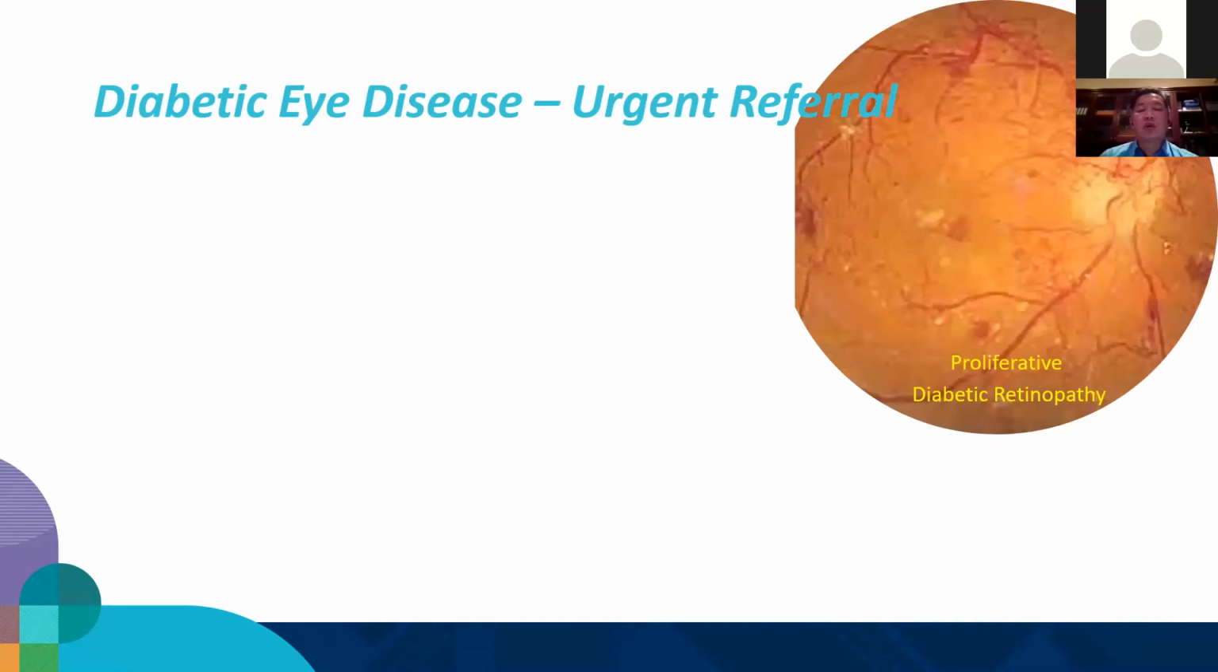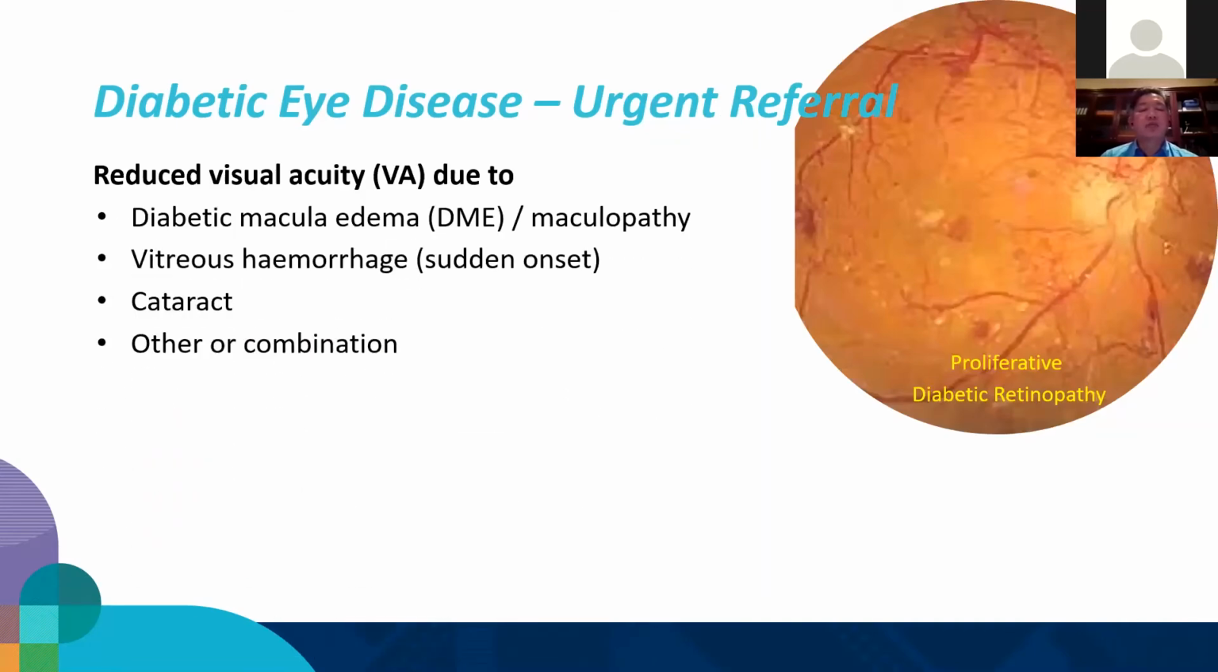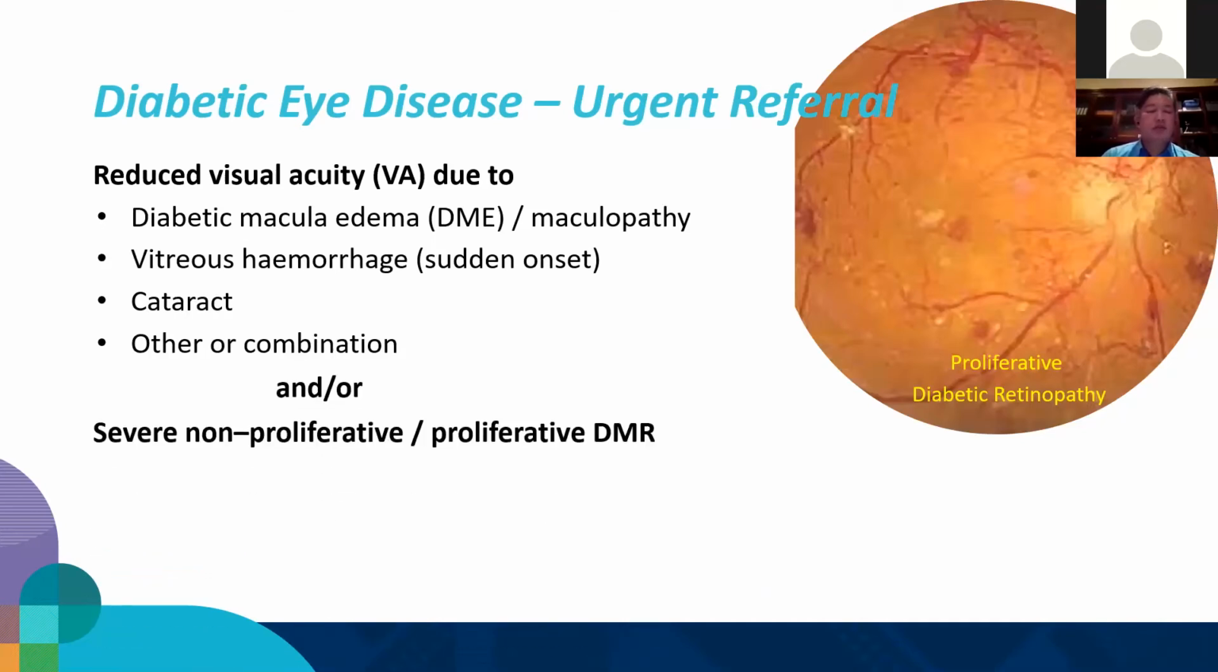So when does one refer patients with diabetic eye disease? Well, if their visual acuity is reduced due to macular edema, or if there's a sudden onset of vitreous hemorrhage, if they've got a bit of a cataract, there may be a combination of this and other things going on, and/or they have severe non-proliferative or proliferative diabetic retinopathy, because these are the patients who are going to lose the vision fairly quickly due to the development of vitreous hemorrhage. Okay, so here the vision may be normal, but they have these sort of changes, they need to be referred.